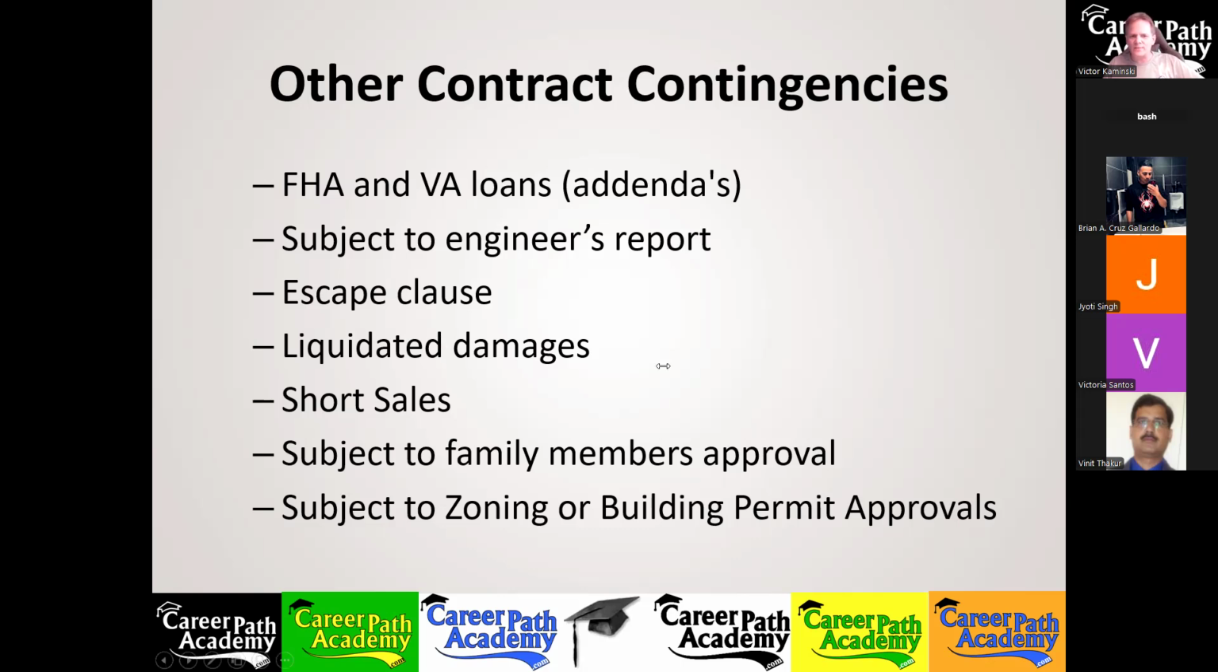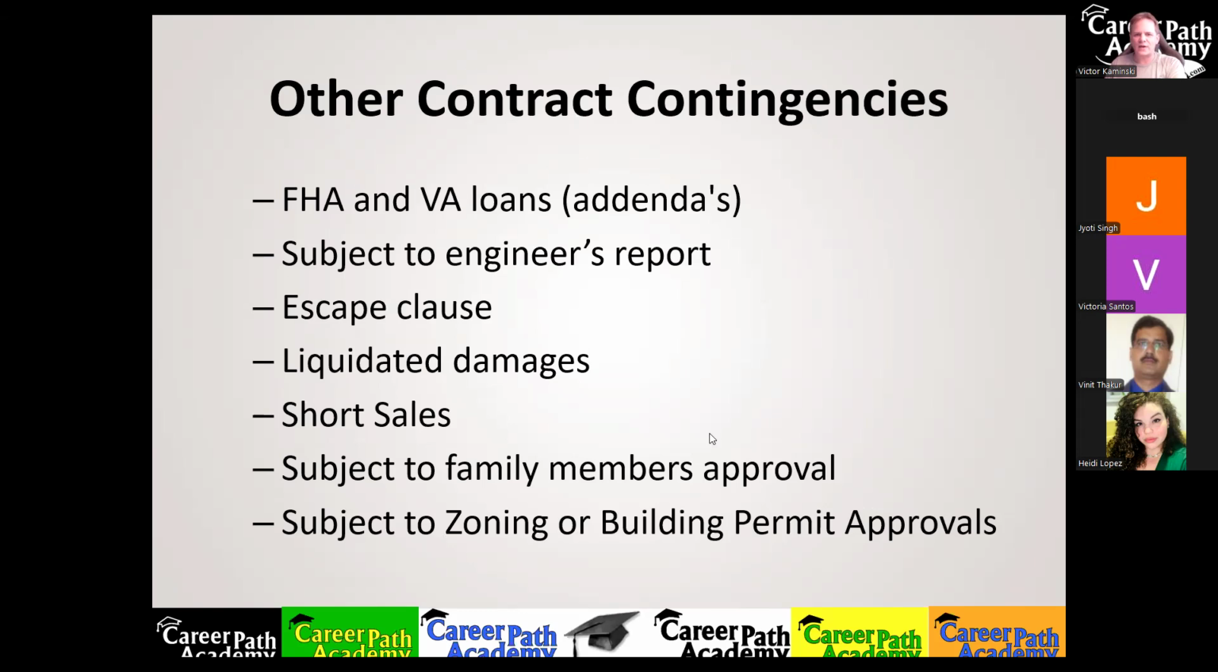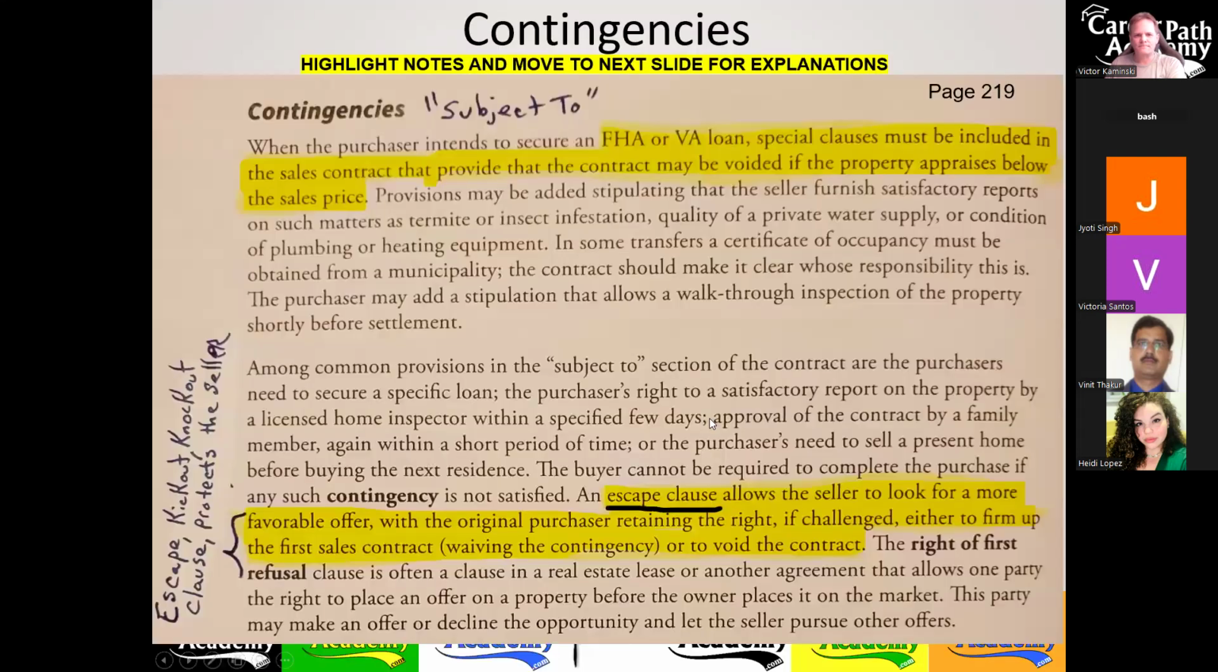Liquidated damages agreements, short sales, subject to family member approvals, subject to zoning or building permit approvals. These are other contingencies that may be added into contracts. So let's do some highlights and let's make some notes here. That escape, kickout, or knockout clause protects the seller. And let's highlight here what an escape clause is. Next to contingencies, write subject to in quotes like that.